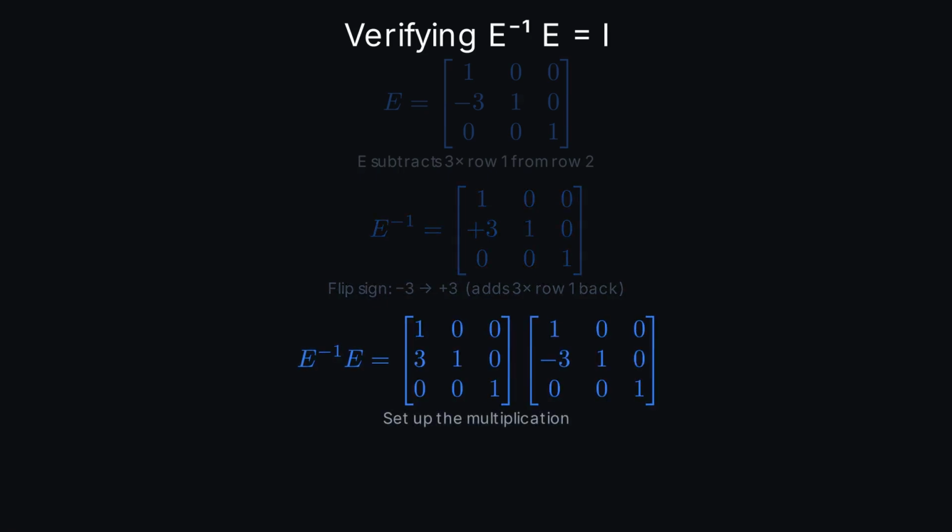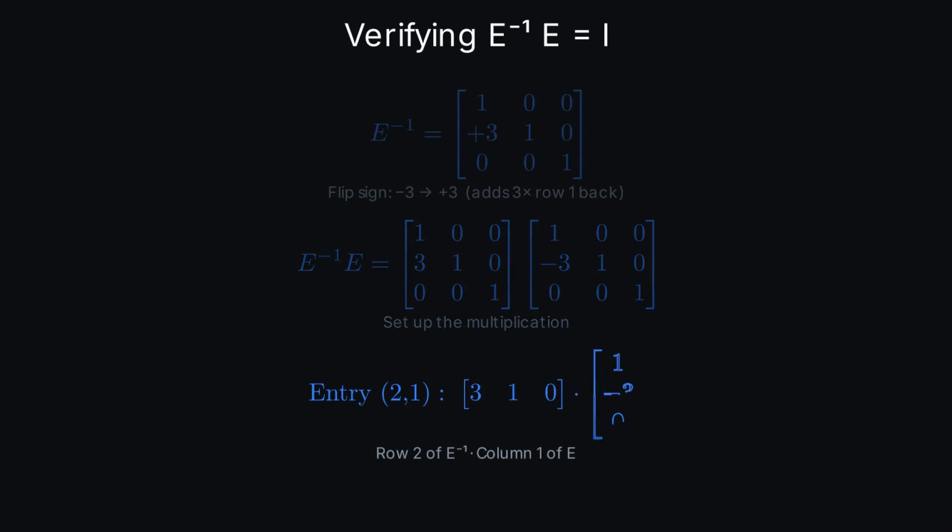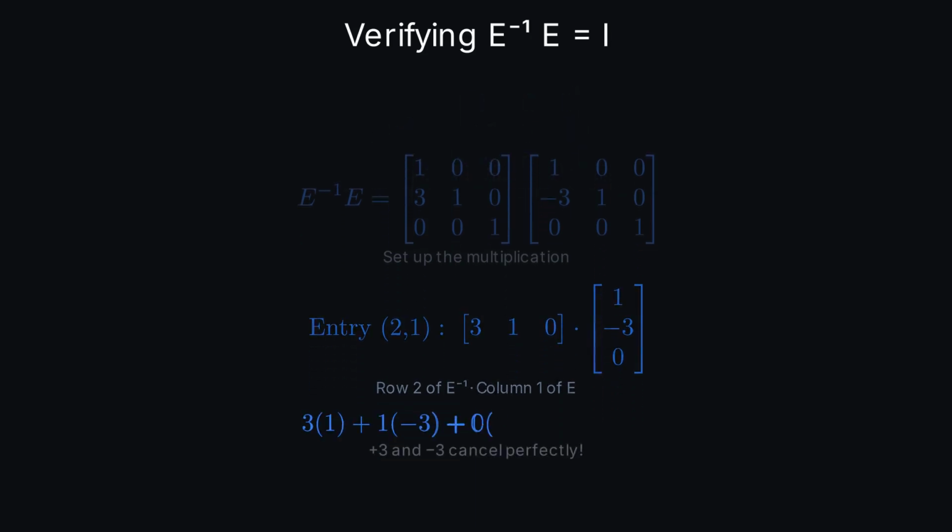Now let's verify by multiplying E inverse times E. The key entry to check is the 2, 1 position. Row 2 of E inverse is 3, 1, 0. Column 1 of E is 1, negative 3, 0. Taking the dot product, 3 times 1 plus 1 times negative 3 plus 0 times 0. That gives us 3 minus 3, which equals 0. The plus 3 and the minus 3 cancel perfectly.